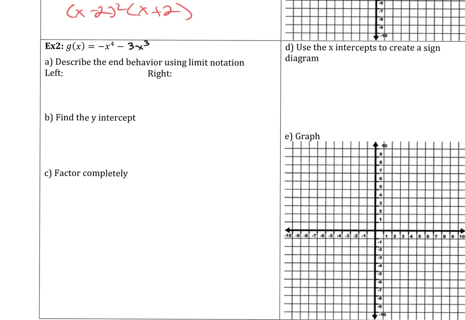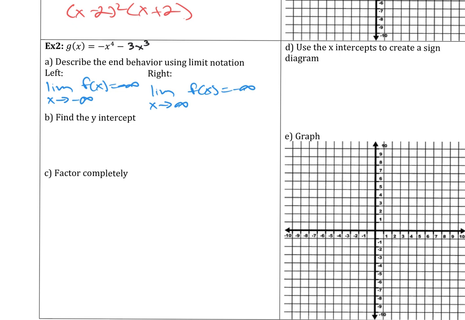So using our limit notation, we have the limit as x goes to negative infinity is going to be negative infinity, showing it goes down, negative right there. And then we have the limit as x goes to positive infinity is also going to be negative infinity. Again, we know it's going to be going down because we have a negative even function.